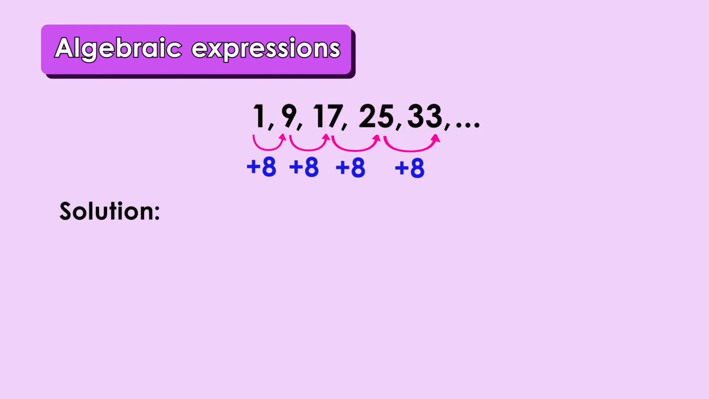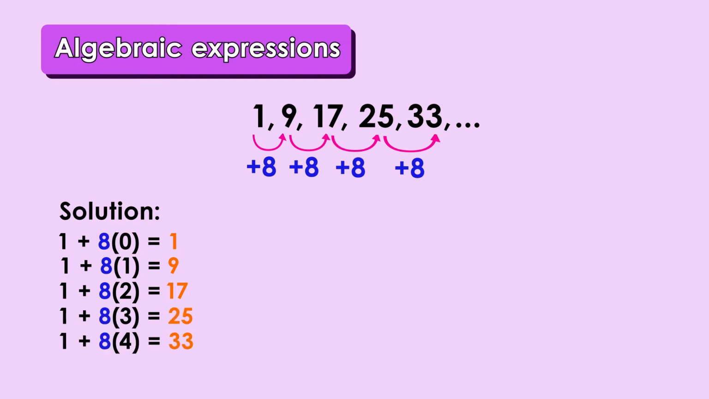To get 1 as the first term and using plus 8 as the pattern, you will get 1 plus 8 multiplied with 0 is equal to 1. To get 9 as the second term and using plus 8 as the pattern, you will get 1 plus 8 multiplied with 1 is equal to 9. How do you get the third term, which is 17? That's right. You will get 1 plus 8 multiplied with 2 is equal to 17. How about the fourth and the fifth term? You're absolutely correct.